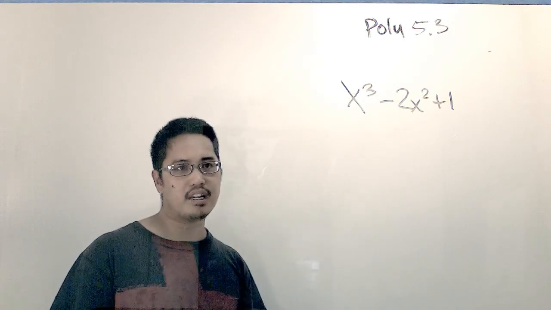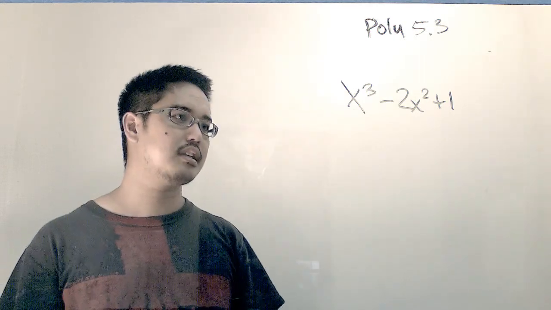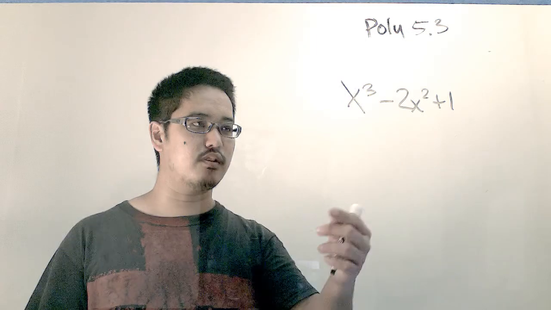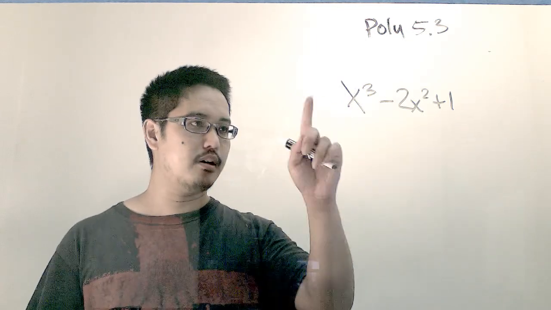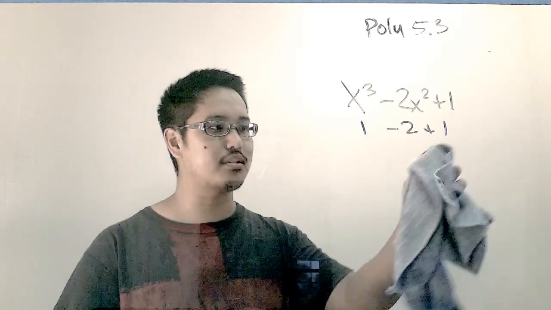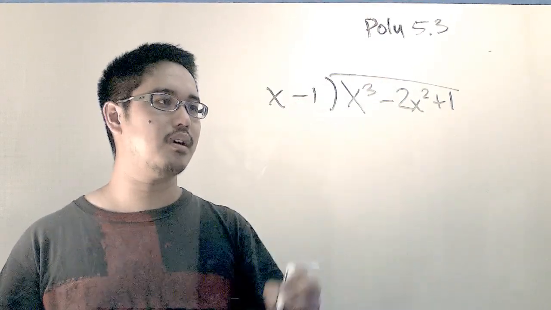I think plugging in x equals 1 is an easy thing to plug in because 1 cubed is very easy to do. 1 squared is very easy to do. Let's try it. That would be 1 minus 2 plus 1. Hey, that is a 0. Awesome. So, I'm going to divide this thing by x minus 1.